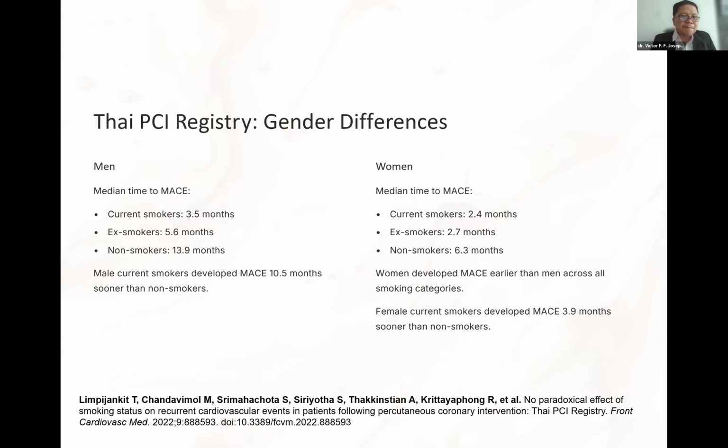In men, the median time to MACE in current smokers is 3.5 months, ex-smokers 5.6, and non-smokers the highest, about 13.9 months. And in women it is the same: non-smokers are the highest with 6.3, whereas current smokers are the lowest with 2.4. Women develop MACE earlier than men across all smoking categories, and female current smokers develop MACE 3.9 months sooner than non-smokers. This was reported by Limpijankit, Chandavimol from the Thai PCI registry in 2022.